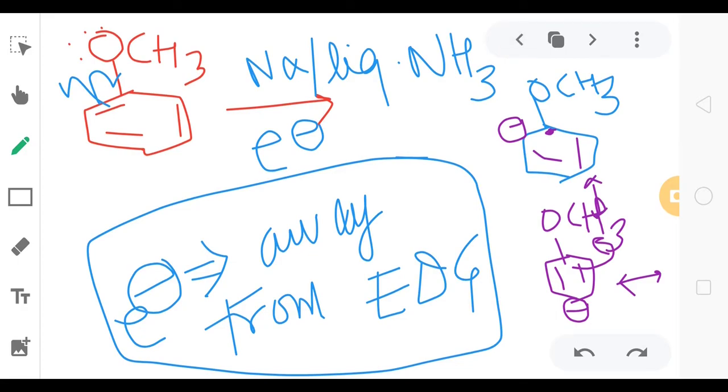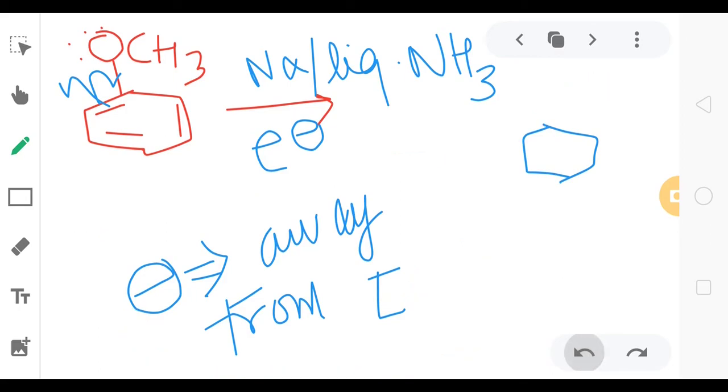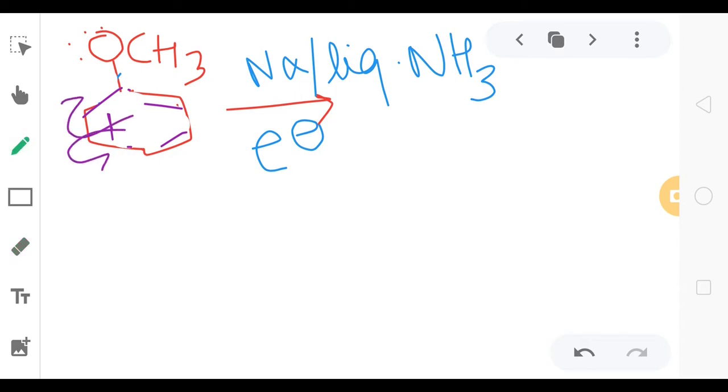Here I am getting a little bit stuck because I was approaching the question in a little bit different way. Okay, so let me do it in a different way. Okay, this homolytic fission will occur.